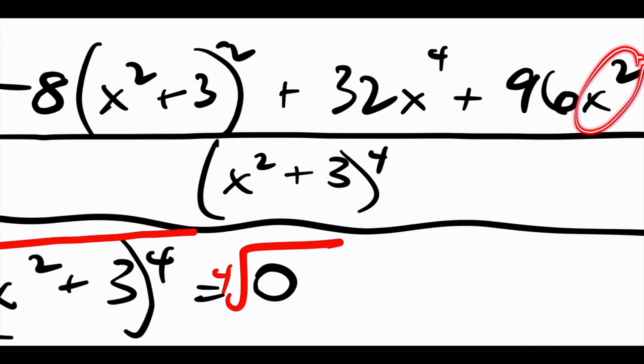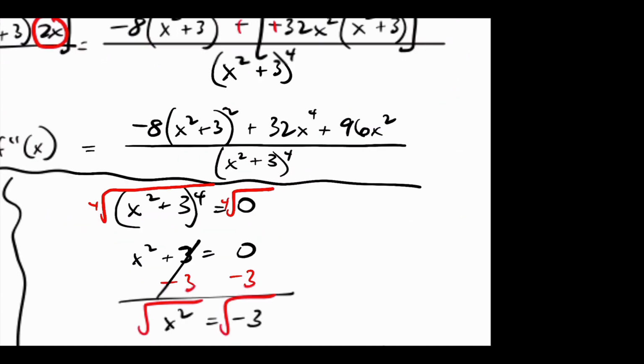Negative 2 squared is 4. So it's going to be the same answer as I got with negative 2.